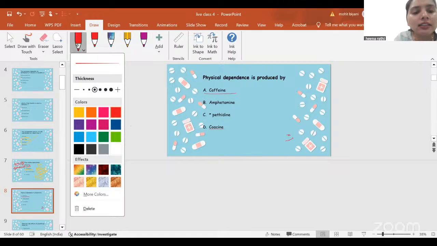Third is the pethidine. What is pethidine? Pethidine is a type of opioid.